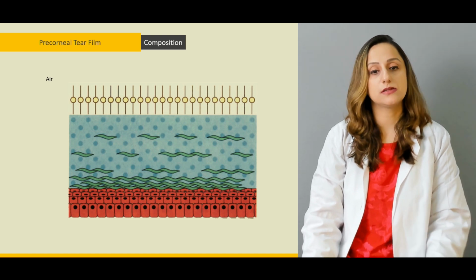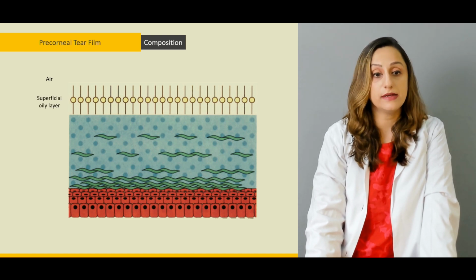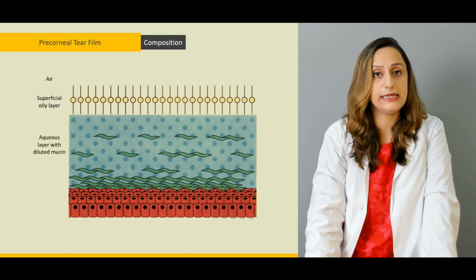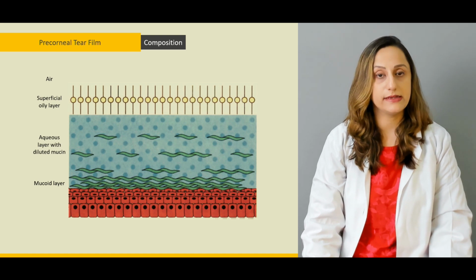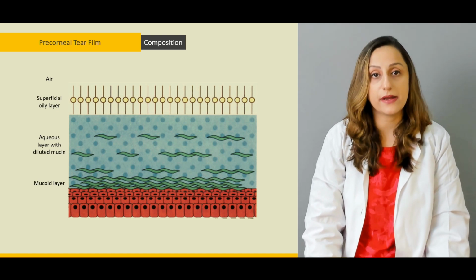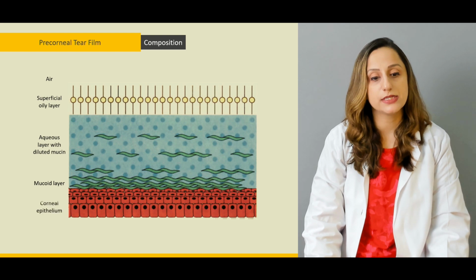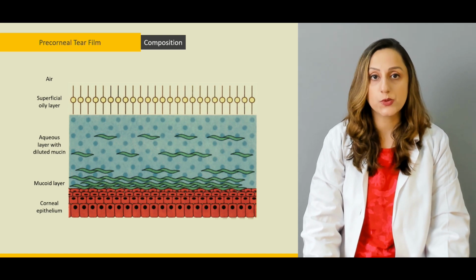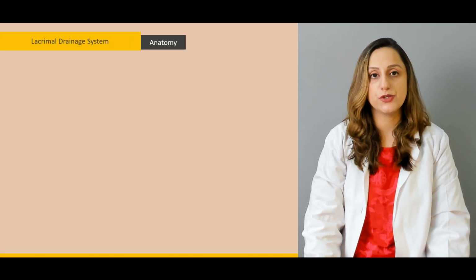So over here, you can just observe the composition of the tear film, in that the outermost layer is in close contact with the air, that is the environment. We have a superficial oily layer, we have an aqueous layer with it, which is basically a diluted mucin, and then we have a mucoid layer. The thickest of all of these layers, if we compare them, is the aqueous layer, which forms the main component of the tear film, and then we have obviously the corneal epithelium, which is in close contact with the mucoid layer of the tear film. So this is the basic composition, just to give you the important anatomical features over here.